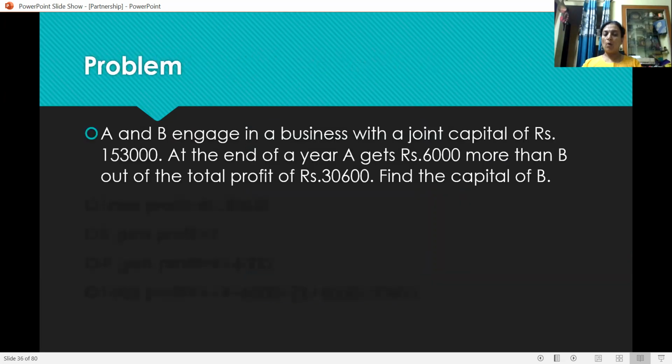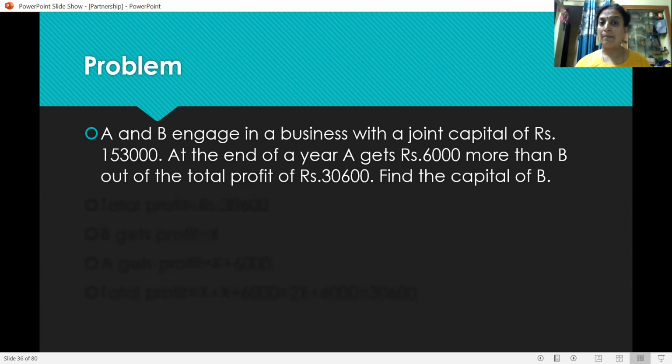Okay. And the problem is like this. A and B engage in a business with a joint capital of 1,53,000. At the end of the year, A gets 6,000 more than B out of the profit of 30,600. Find the capital. So here, let us first calculate the profits they are getting, because some hint is given here. Total profit is given, that is 30,600, and A gets 6,000 more than B.